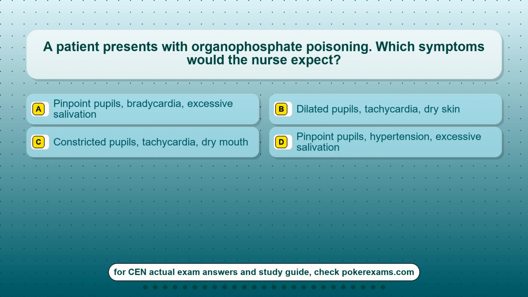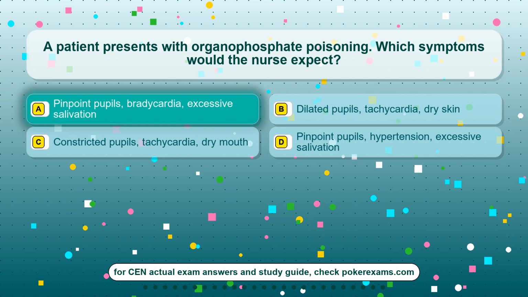Question 9. A patient presents with organophosphate poisoning. Which symptoms would the nurse expect? Option A, pinpoint pupils, bradycardia, excessive salivation. Option B, dilated pupils, tachycardia, dry skin. Option C, constricted pupils, tachycardia, dry mouth. Option D, pinpoint pupils, hypertension, excessive salivation.